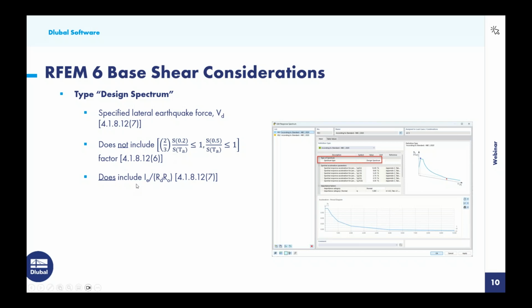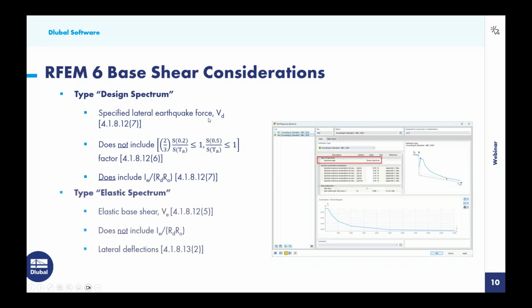However, it does include the factor I sub B over RDRO from 4.1.8.12.7. So this is ultimately the information that we're getting in the base shear building model add-on results with the design spectrum type.